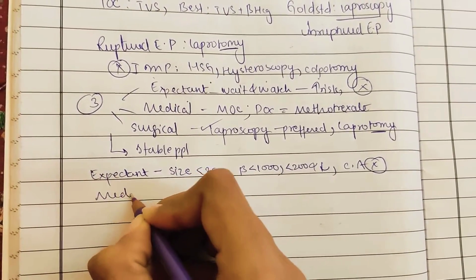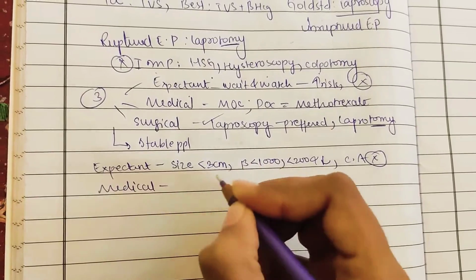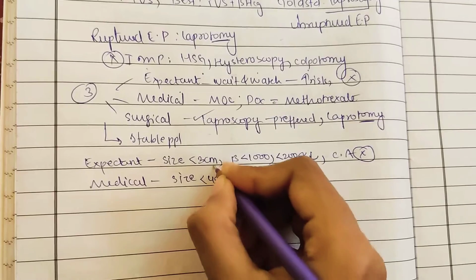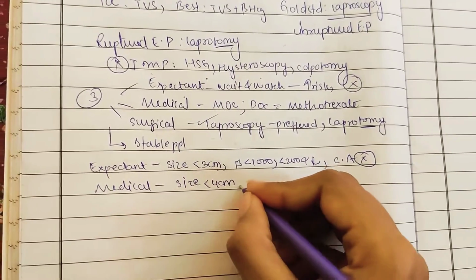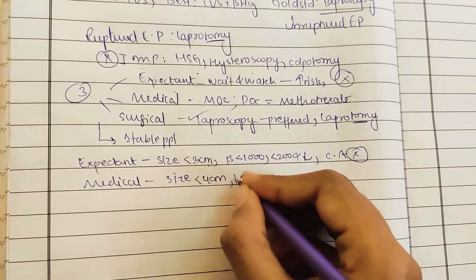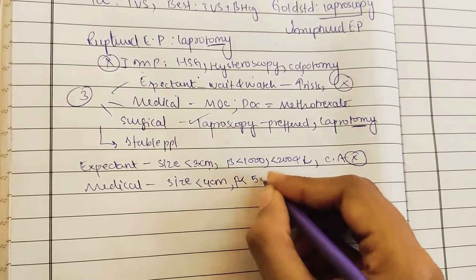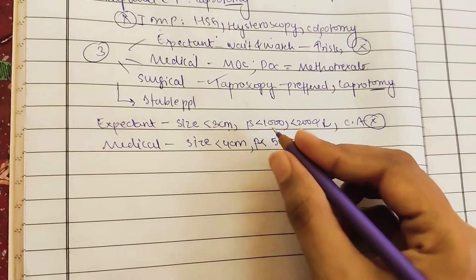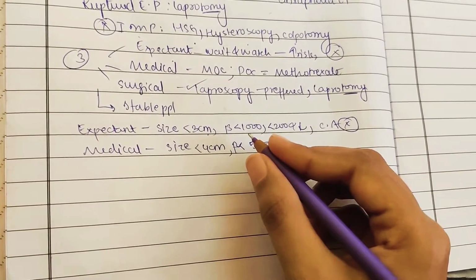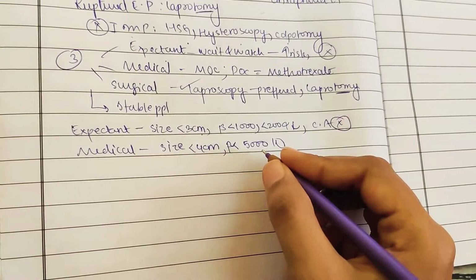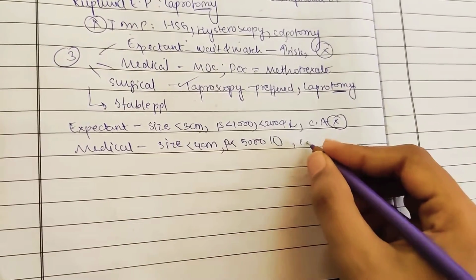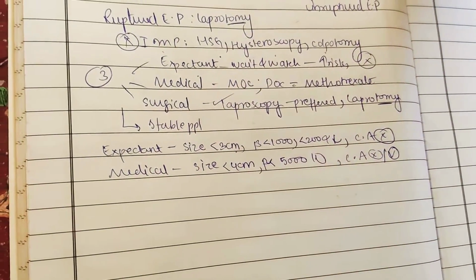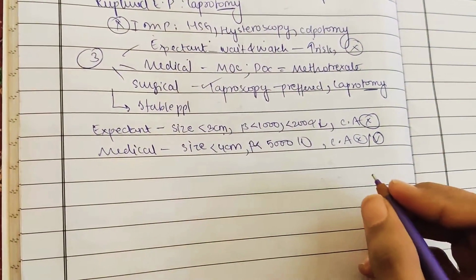Now coming to medical management. In the medical management, the size is less than 4 centimeter, whereas here the size is less than 3 centimeter. Here the size is less than 4 centimeter and the beta HCG values are less than 5000. So there's a difference here. Here it is less than 1000 or less than 2000, but here it's less than 5000. For medical management the cardiac activity may either be absent or present, though there's a dilemma. Okay, so preferably you can say here also it's absent.